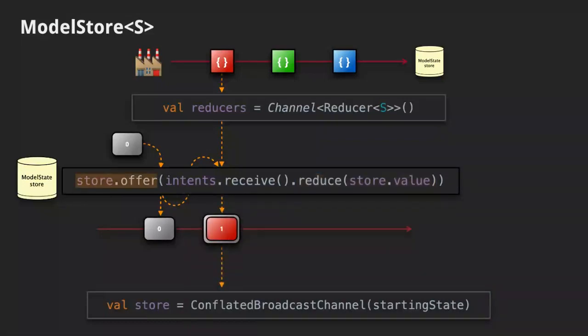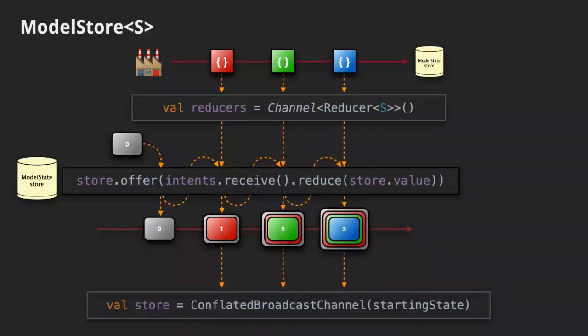Now that we've done this, the new state is now effectively our old state plus 1. So we have changed the state. The next step is that we need to make sure to pass that onto the store channel so that any subscribers can get the latest updated state and our reactive chain goes on. Once we've done this, we can imagine that more reducers are coming in, are being applied to the model store one after the other, and so on and so forth.